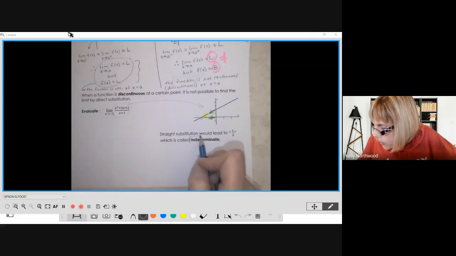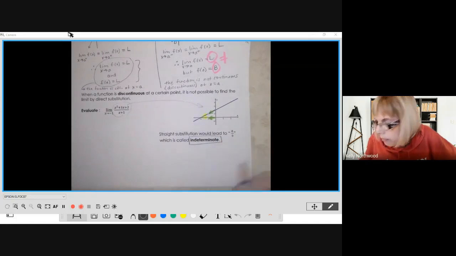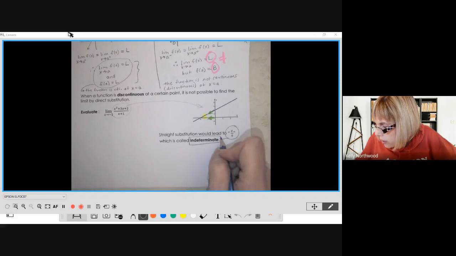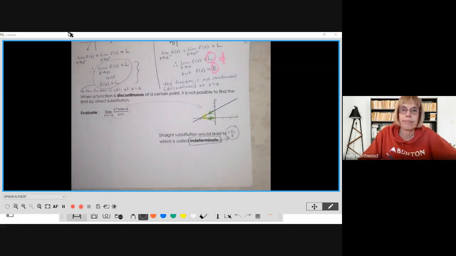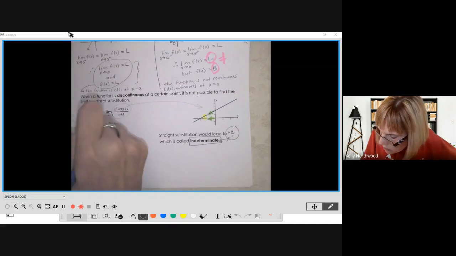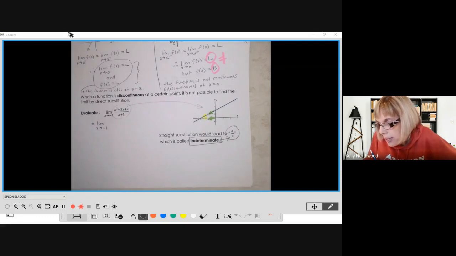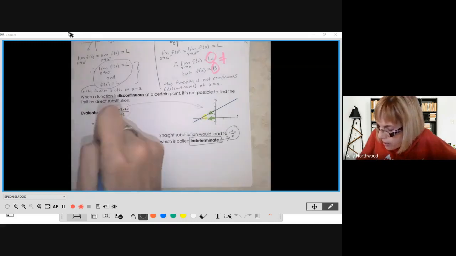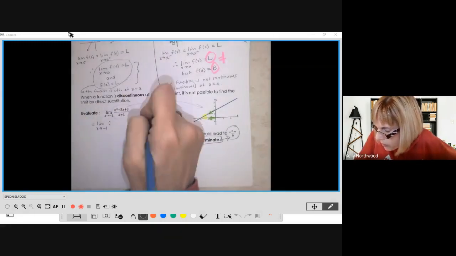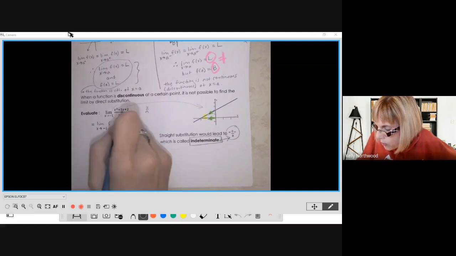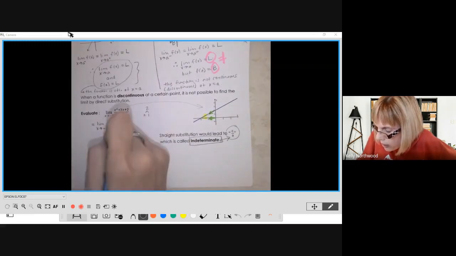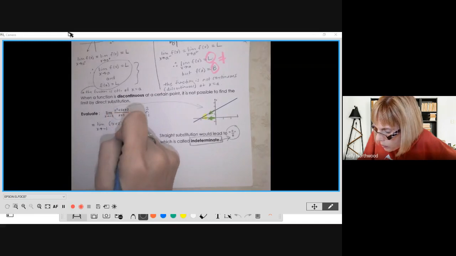And that form, 0 over 0, is called an indeterminate form. Whenever you get an indeterminate form, there has to be another way to solve it, an algebraic method. This one's going to involve factoring, which is the easiest method. So you look at the numerator and see if you can factor it. X squared plus 3x plus 2 is a simple trinomial. So I'm looking for two numbers that multiply to 2 and add to 3. So x plus 2 and x plus 1.